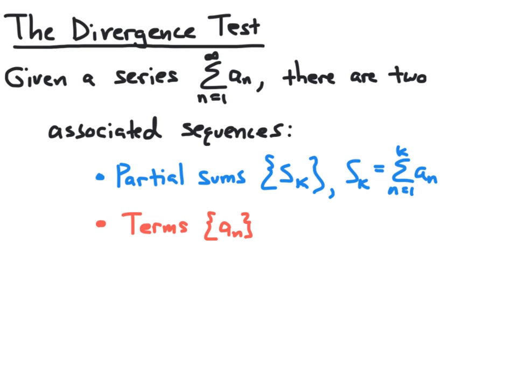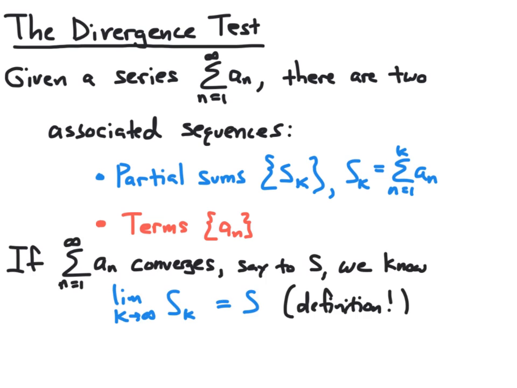And secondly, we have the sequence of terms, a sub n. So instead of adding all of the numbers together like we do for a series, we're just looking at the terms of the series as a sequence. If the series that we started with is known to converge, say, for example, to the number s, then we automatically know that the sequence of partial sums, s sub k, is going to converge to that same number s. This is the definition for what it means for a series to converge.